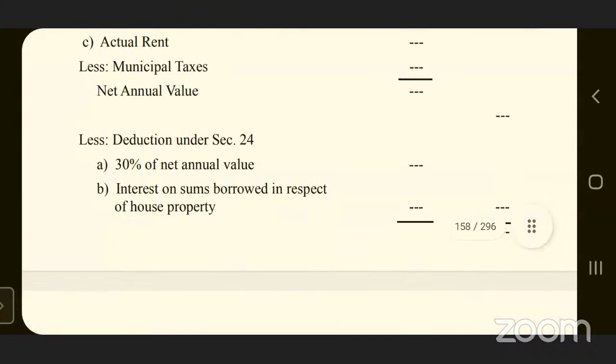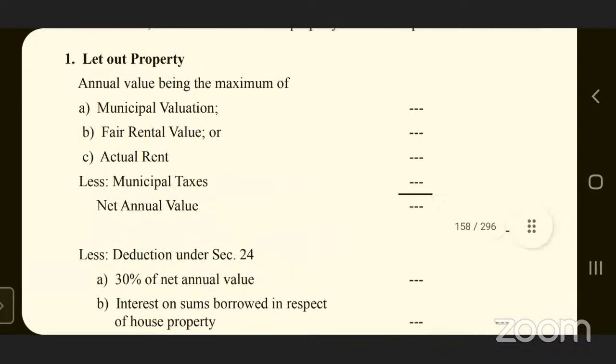Next one is interest on sums borrowed in respect of house property. You all know very well, at the time of construction the assessee might get a loan from a bank and will pay EMIs, which include part loan amount and part interest also. So the interest on sums borrowed in respect of house property will also be allowed as a deduction, but up to some restrictions, not the whole amount. I will explain those restrictions. So this is the pro forma.